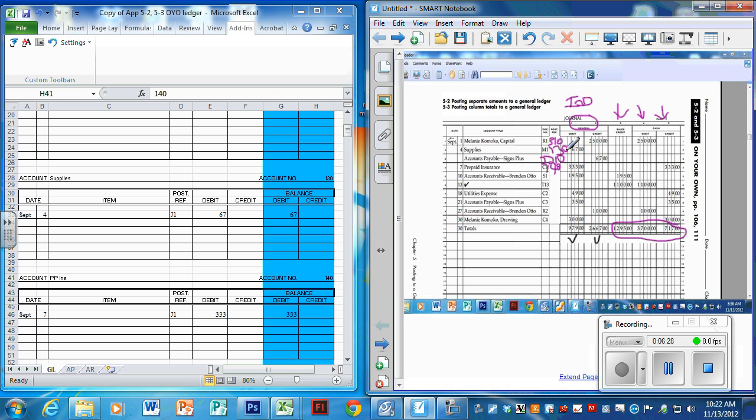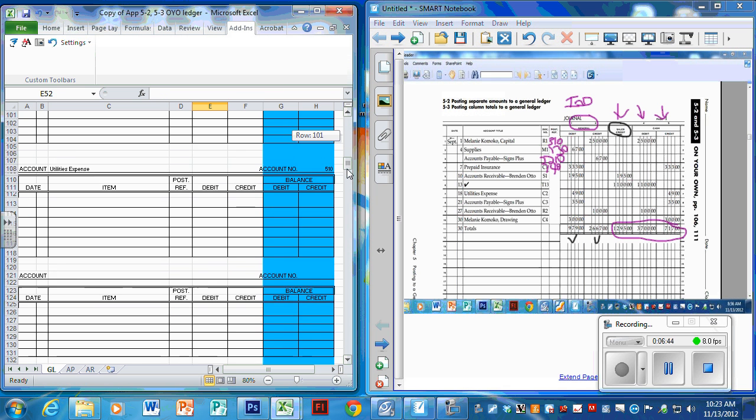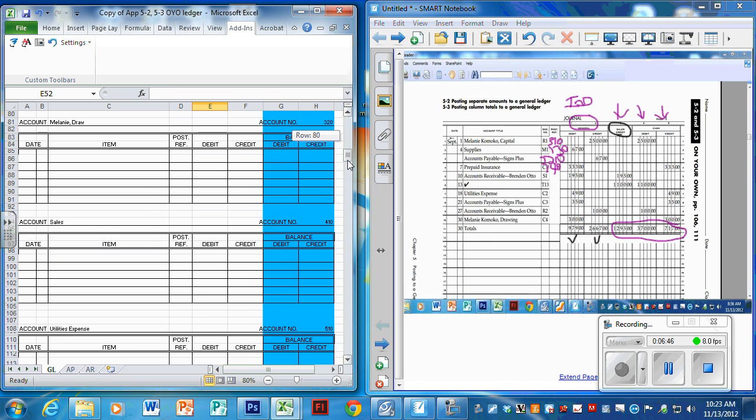Then finally, again, once all of these accounts are done here, it's time to post these three special columns. This first special column is sales. So you're going to navigate over to your sales ledger in your GL. And you're going to post the grand total. In this case, it's $12.95.